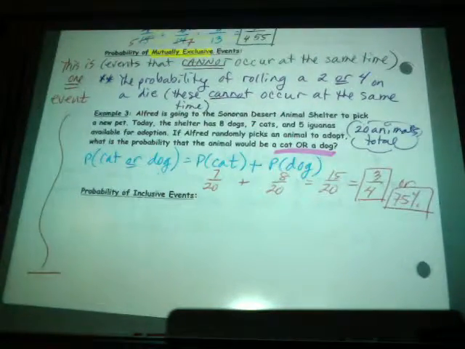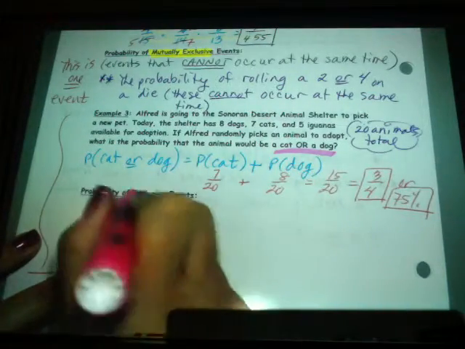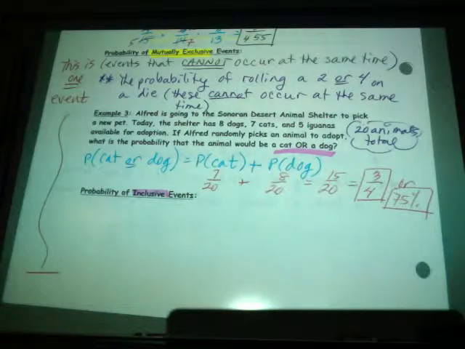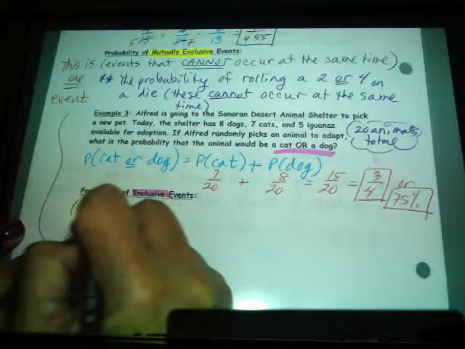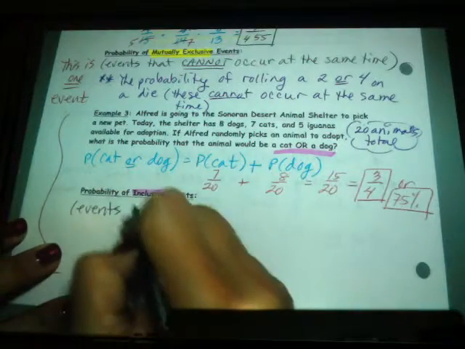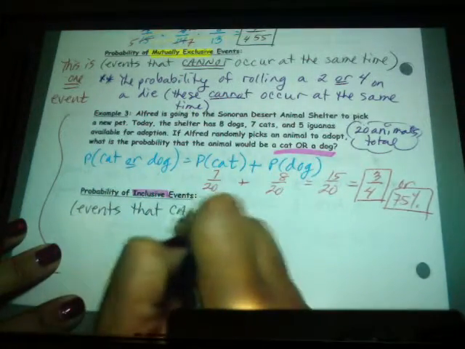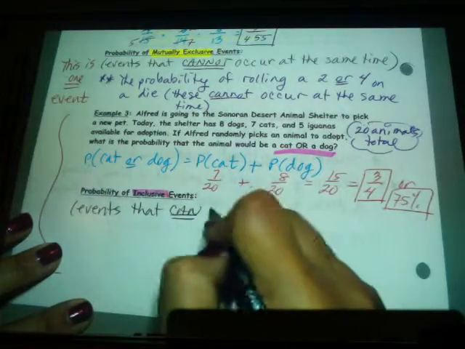Okay, so probability of inclusive events. So mutually exclusive versus mutually inclusive. So these, of course, would be events that can occur at the same time.